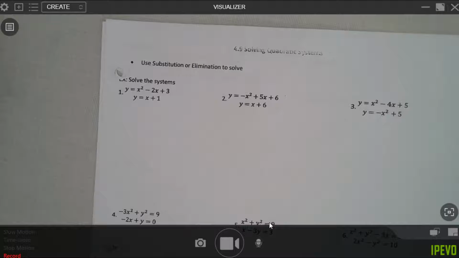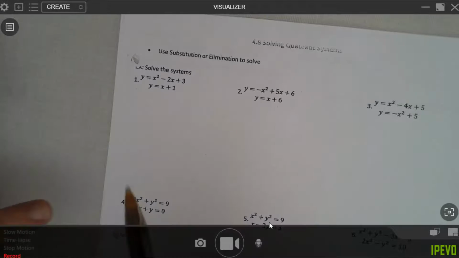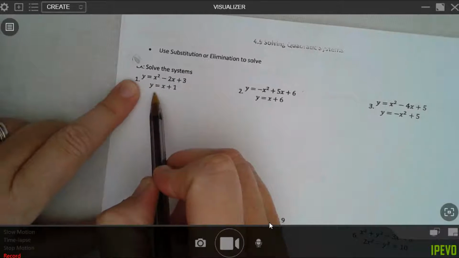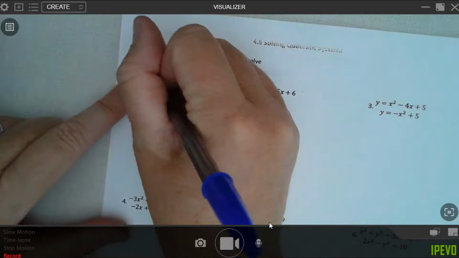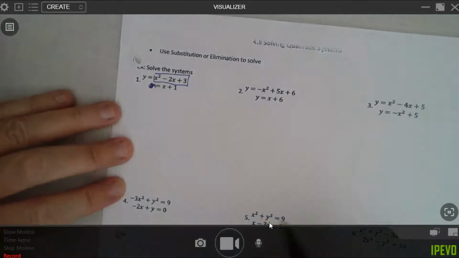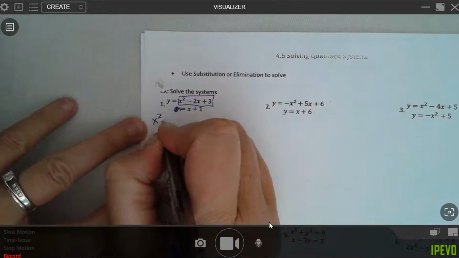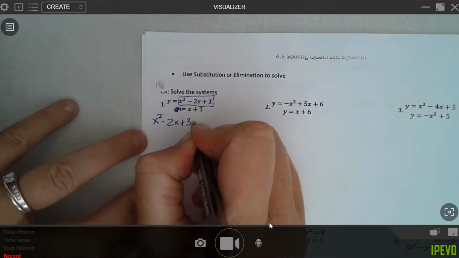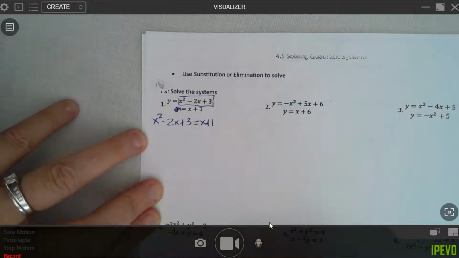All right, so today we're going to be solving systems of quadratics. So now the first few we're just going to do substitution. So remember, since y equals y here, I can just substitute this equation into this spot and make them equal to each other. And then we'll just be solving a quadratic. And I have not done these yet, so if there's a math mistake, I apologize ahead of time.